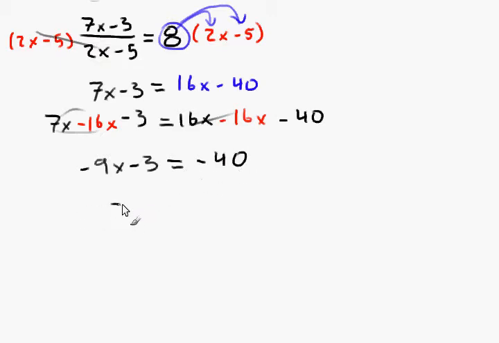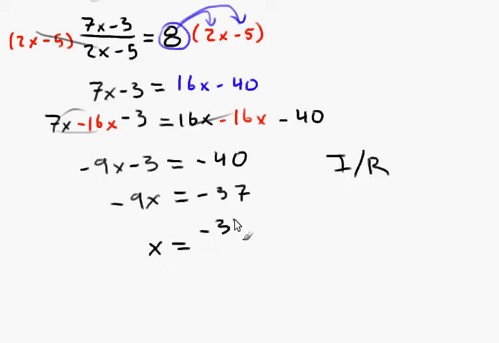We'll add 3 to both sides. It is, after all, inverse-reverse time. So that's a negative 37. And divide both sides by a negative 9. And we have a negative divided by a negative, so the result will be a positive 37/9.